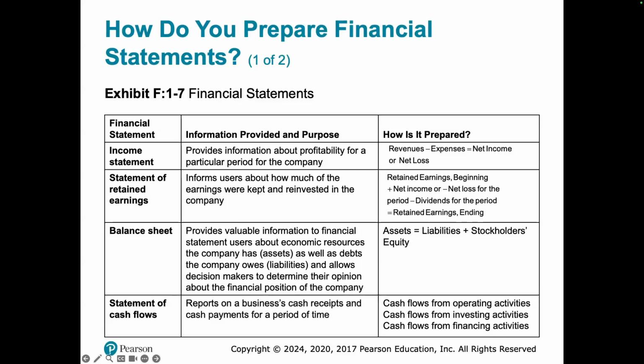The first one is the income statement. What does an income statement do? It provides information about profitability for a particular period for the company. So when it says particular period, when we look at an income statement, we're usually looking at an income statement for a certain period of time, either a month, a quarter, or a year. Why do we do that? So we can compare them. We can see how things change from month to month. We can see how things change from quarter to quarter. And we can also see how things change from year to year. And we can talk, this year was a good year.